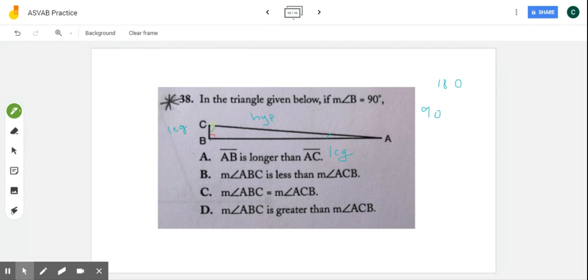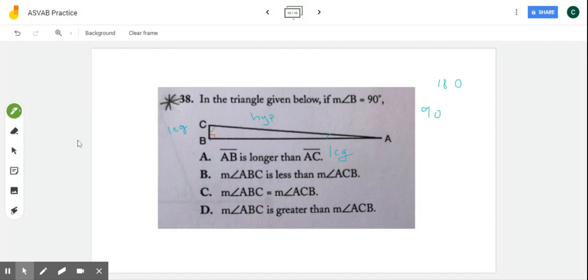Okay, so because these angles are smaller, the sides across from them are going to be smaller than the side across from the right angle. Imagine if you held out both arms, and if you move your hands apart and make that angle bigger, then your hands are further apart. So the hypotenuse is always the longest side. So the side across from the right angle is always longest.